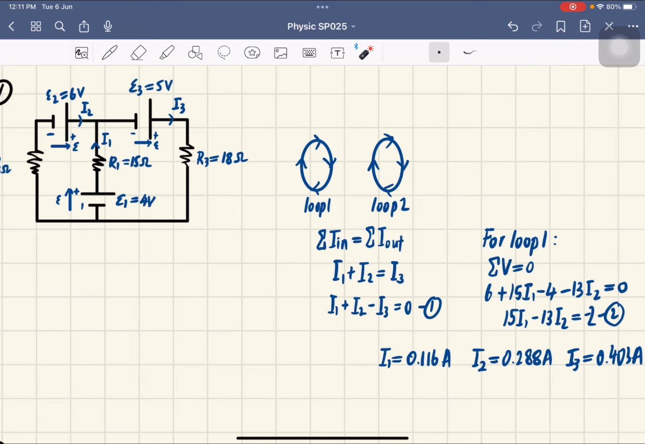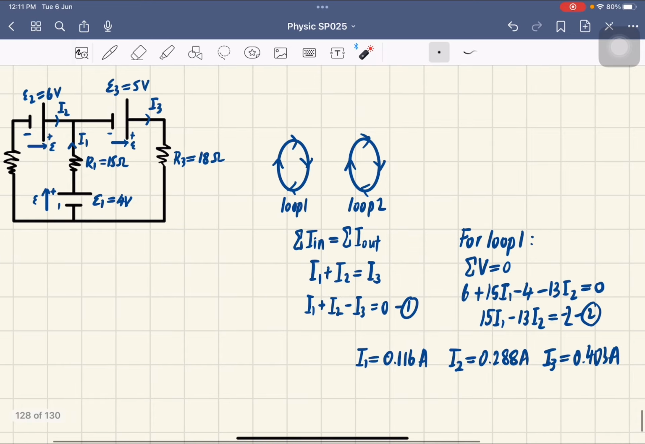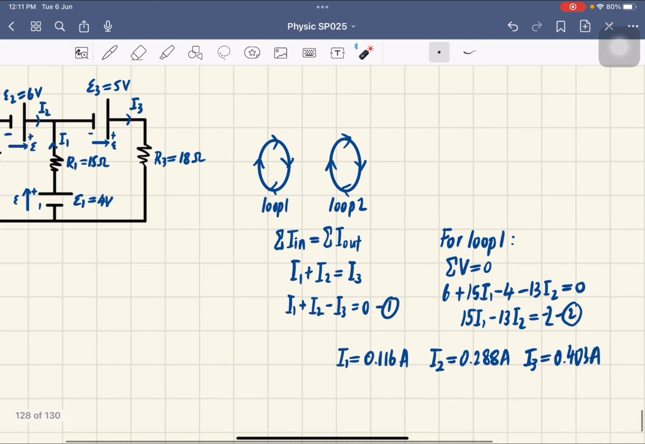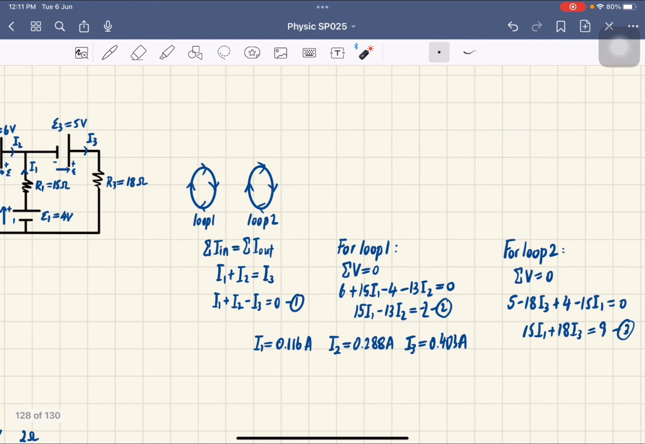And the last one for loop 1 is the second resistor. As the loop direction is the same as the current direction of resistor 2, we will get negative 13 I2 equal to 0. Then we form the second equation, which is 15 I1 minus 13 I2 equals negative 2.